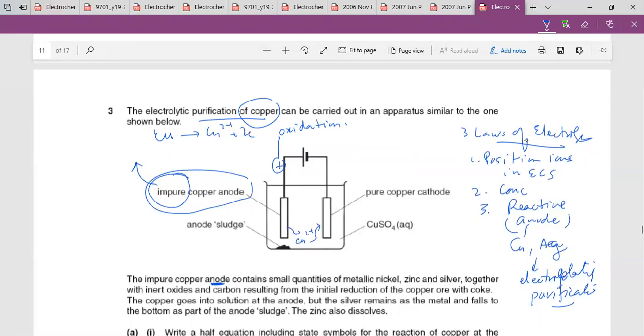It contains small quantities of metallic nickel, copper, zinc, silver, Ag, and inert oxides and carbon. Other oxides and carbon, all this we don't care about. They come from the initial reduction of the copper ore and the coke and so forth. The copper goes into solution at the anode. The silver remains as metal and falls to the bottom as sludge. Zinc also dissolves.